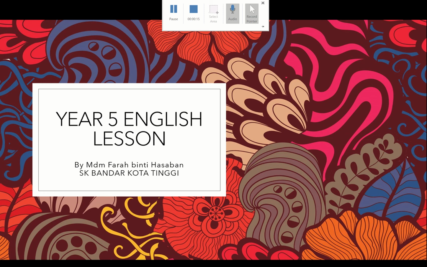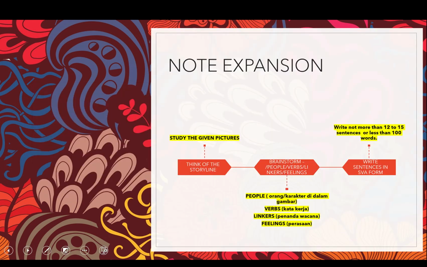So for today's English lesson, we will go through note expansion. Note expansion is basically about writing a story in Section C, Paper 2. In this lesson, we will cover three parts. First, you need to think of the storyline, which refers to the skill of studying the given pictures.